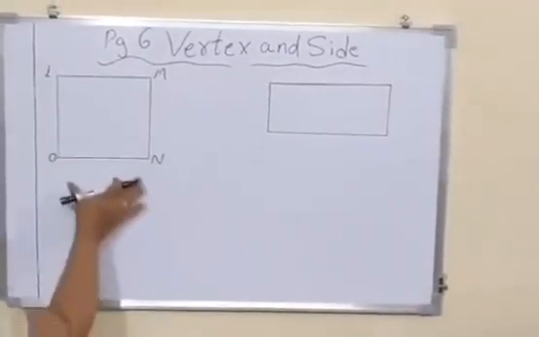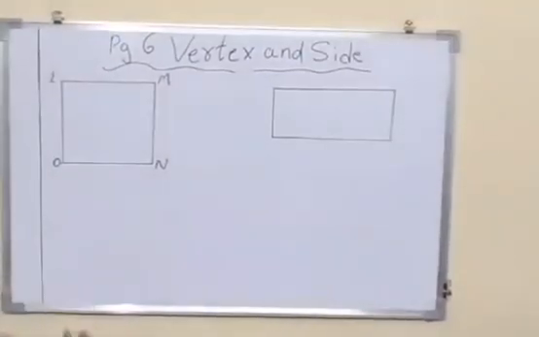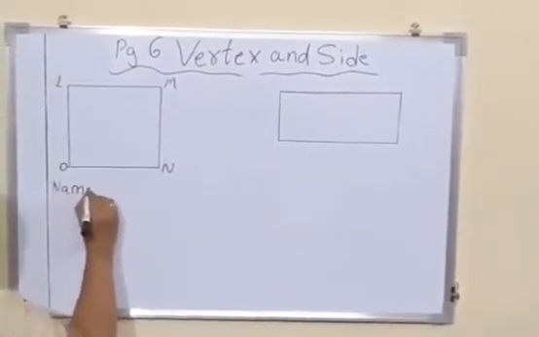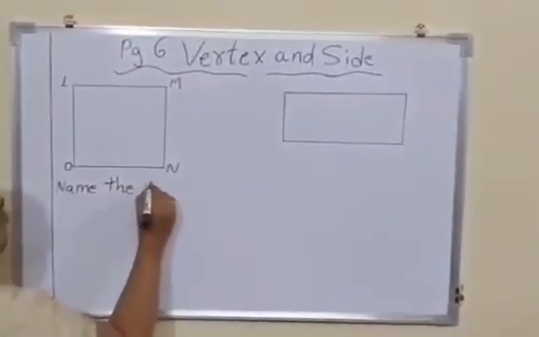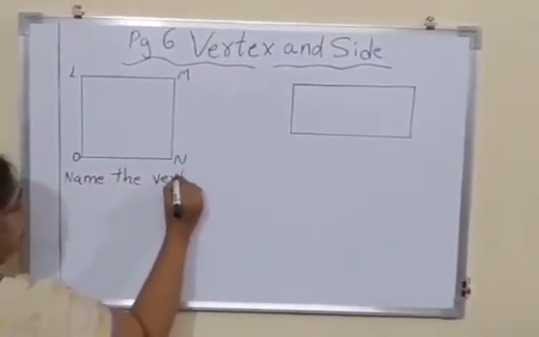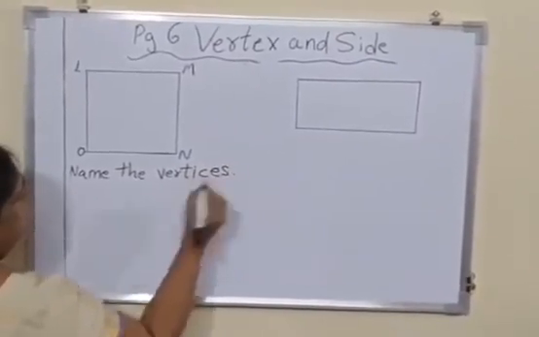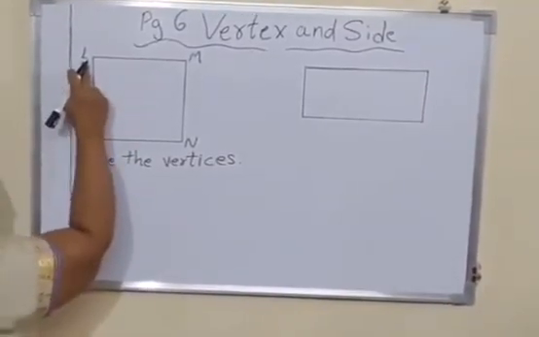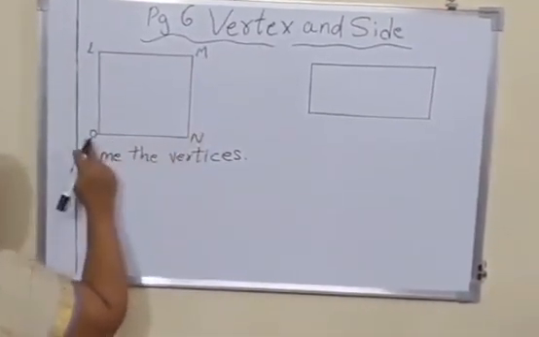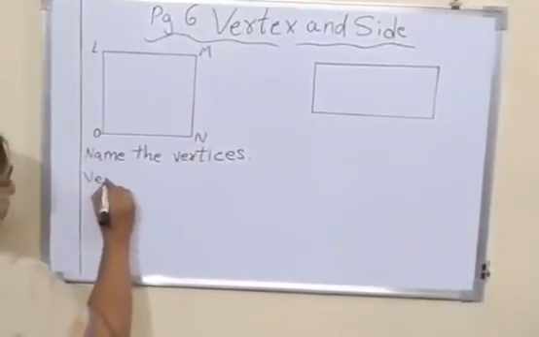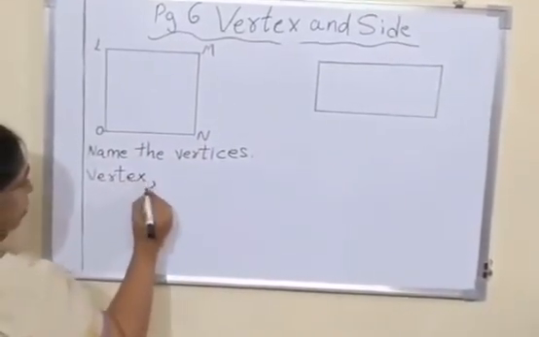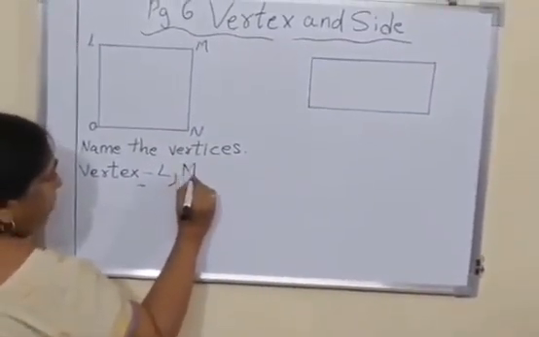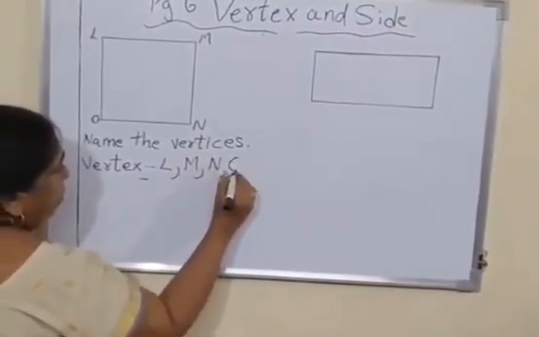Now let us see how to write down the vertices and the sides. Suppose they have asked to name the vertices of the square, of this figure. Vertices of this figure. Now how will you name? You will write there. Which is the vertex now here? Vertex L, vertex M, vertex N, vertex O. So we'll write here vertex, and you will put it this and write L, comma, M, comma, N, comma, and O.